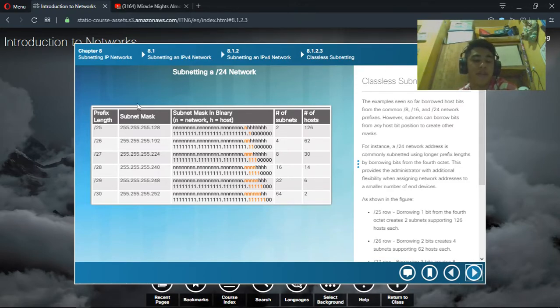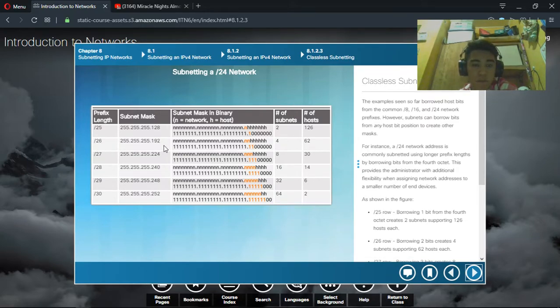The prefix length is 25. The subnet mask is 255.255.255.128. In the subnet mask, it borrows one host bit to become a network bit. Now it is composed of two subnets because 2 raised to 1 is 2, and the number of hosts is 126. Why? Because there are 7 host bits, and 2 raised to 7 is 128, minus 2. So it has 126 hosts.